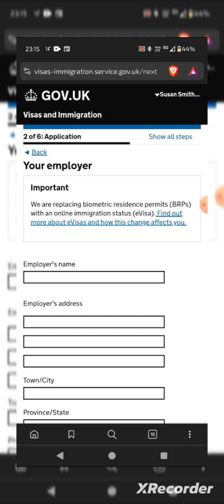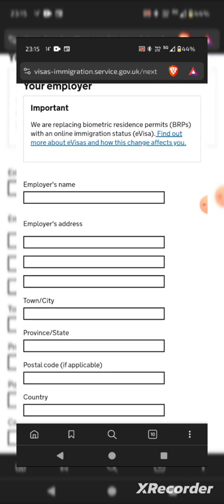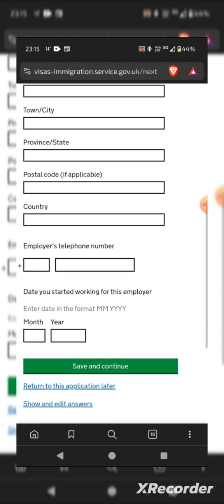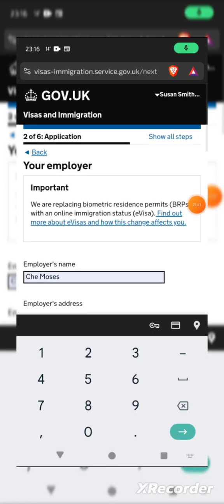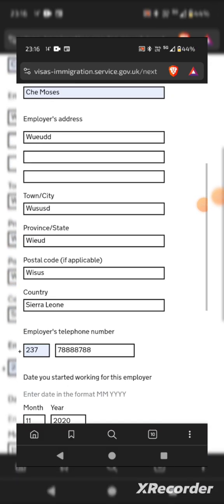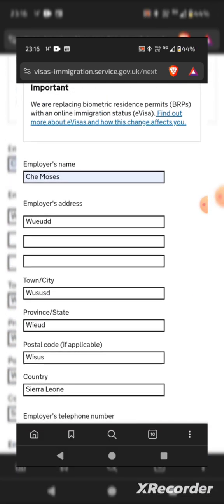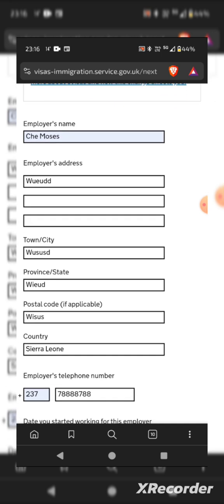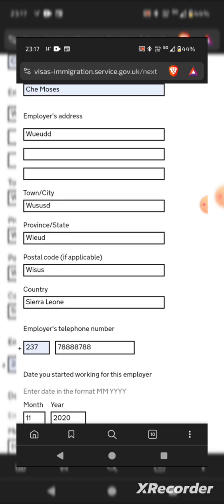Save and continue. You will need to fill in this information. If you are employed, employer's address, town, all this stuff, you need to fill it. So I've just filled it. Your employer's name needs to be the company's name. Employer's address is the company's address. Maybe the headquarters. If it has a headquarters, put the headquarters address. If it doesn't, put the address of the company where you are, like the branch or whatever.